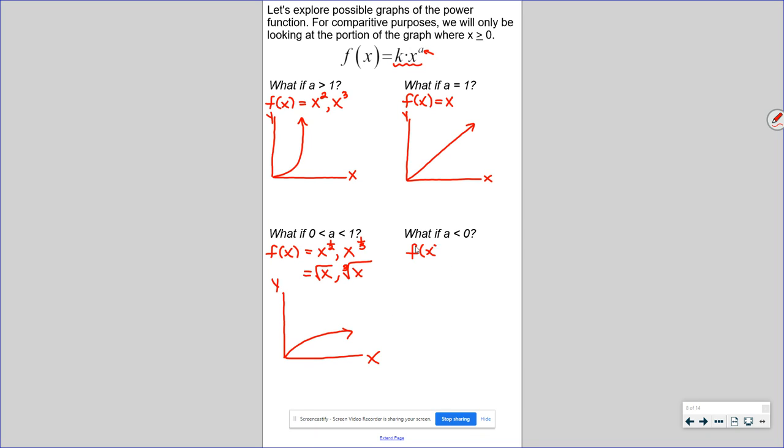Okay, what if a is smaller than 0? Well, if a is smaller than 0, that means you would have a negative exponent. So it could be -1, -2, something like that, which is the same as 1 over x or 1 over x squared.